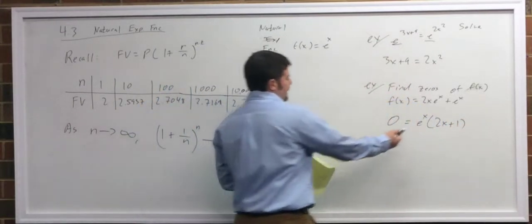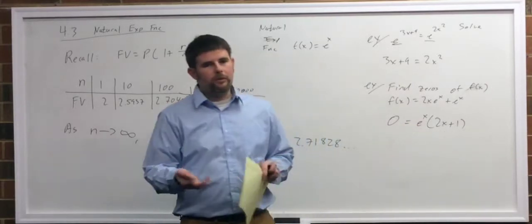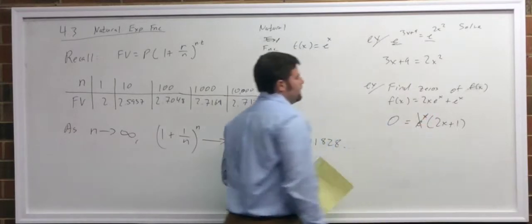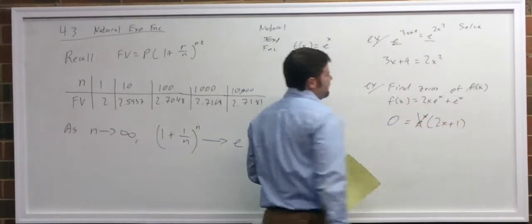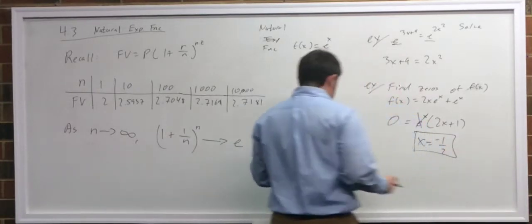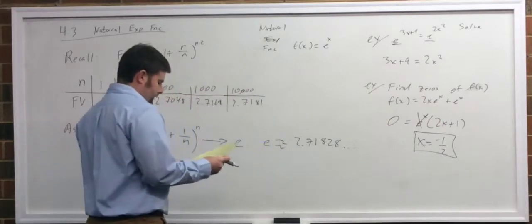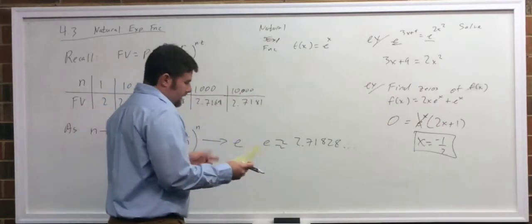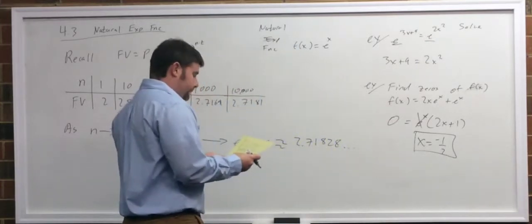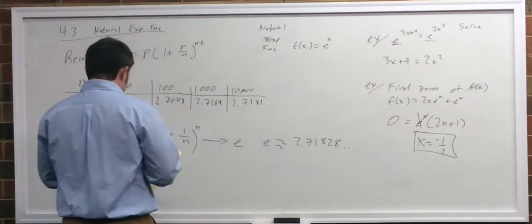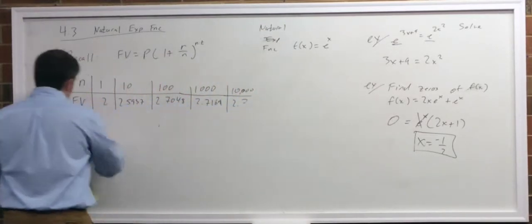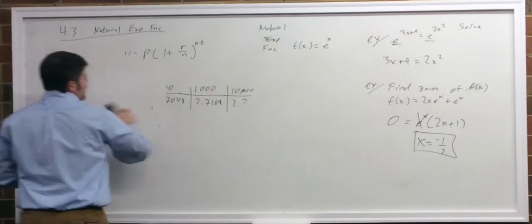Now recognize that e to the x has to always be a positive number. It's always going to be greater than 0. So we can ignore this for the time being and just simply solve this for 0. And you see that x equals negative 1/2 is the solution there. That's really the only difference in this section as opposed to the last section. Let me give you one more example here of finding zeros with a natural exponential function, and that'll pretty much be it for 4.3.